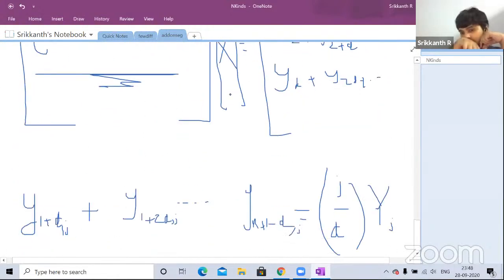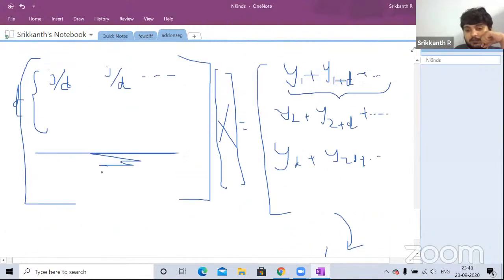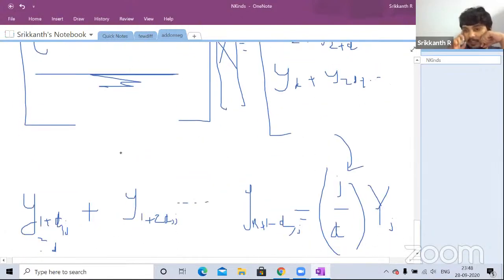Right. So this is one equation to satisfy: y1 plus d and y1 plus 2d, these partial sums, they must all be equal. So whether I start with 1 or whether I start with 2 or whether I start with b, etc. And not only must they be equal, they must be divisible by d as well. Right. So is this enough?